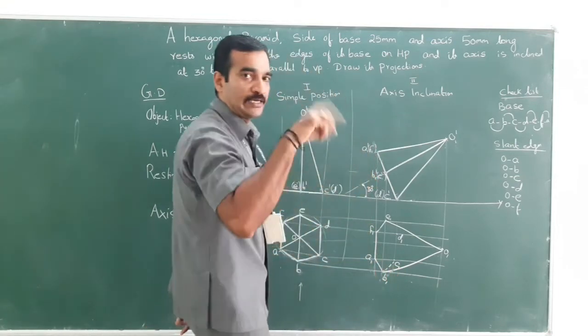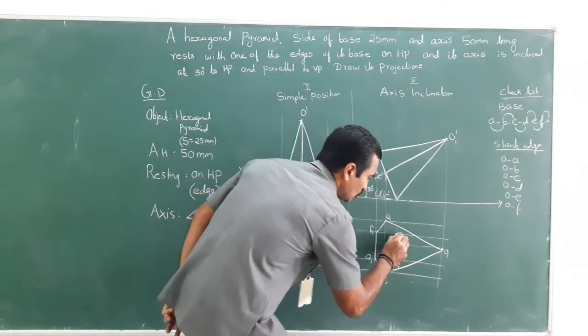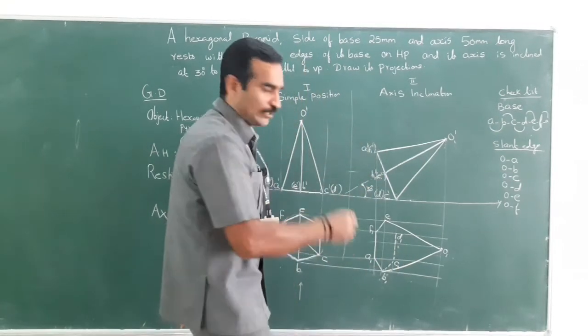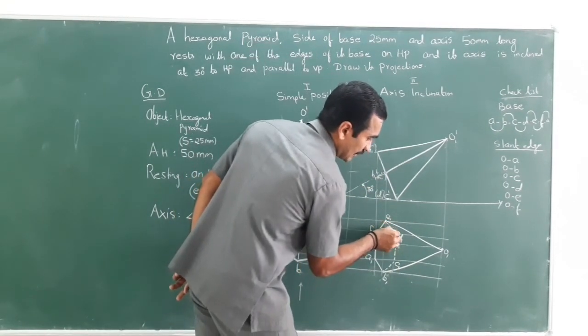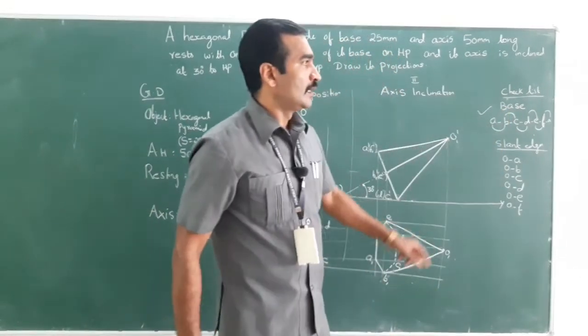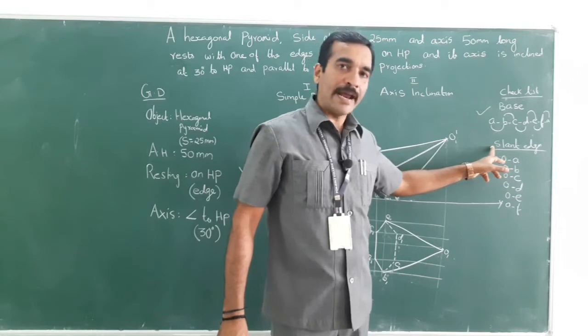So by using a dotted line, you connect it. And D to C is invisible, draw a dotted line. D to E is invisible, draw dotted lines. So the base is over. I'll have to connect the slant edges.